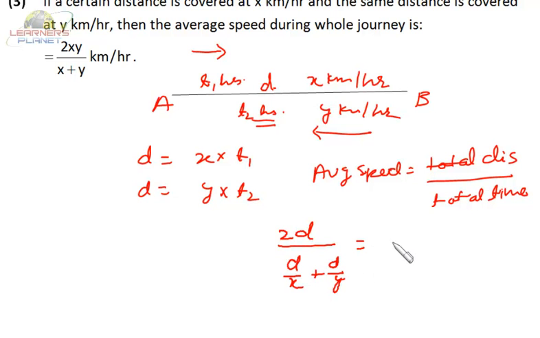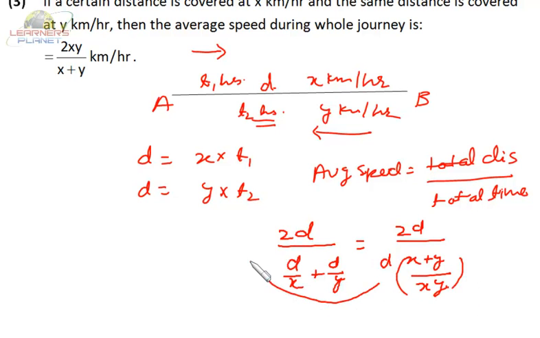Now let's solve it and we'll get the average speed. It is 2d over, taking d common, x plus y by xy. Solving it, it is 2xy over x plus y. That is the average speed of this journey. So this is the direct formula, and you should be clear about the concept of average speed, that it is total distance by total time.